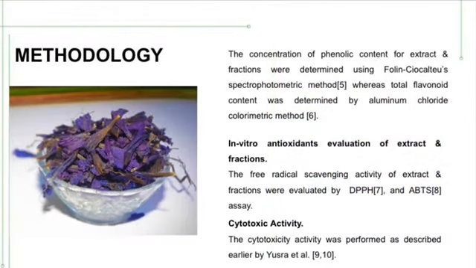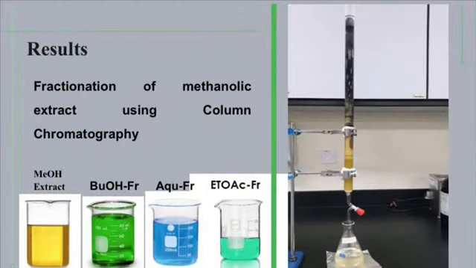The concentration of phenolic contents for the extracts and fractions was determined using the FC spectrophotometric method, whereas the total flavonoid content was determined by aluminum chloride colorimetric method. The free radical scavenging activities of the extracts and fractions were evaluated by DPPH assay and ABTS assay. The cytotoxicity activity was performed as described earlier by Yusra et al. And now for our results.